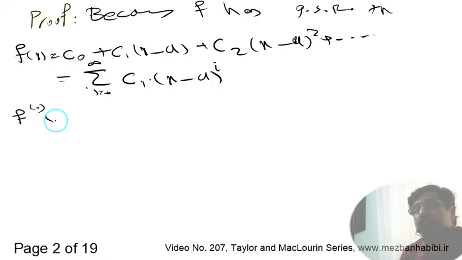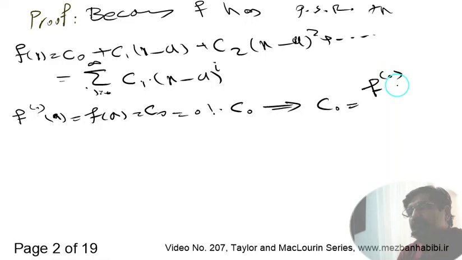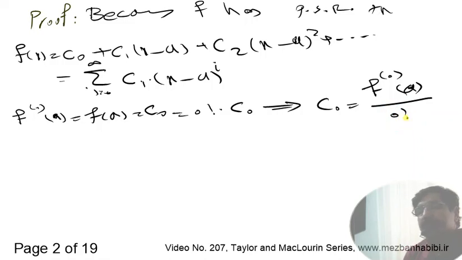The zero derivative of f at a is f of a. That is, c1 times x minus a is 0, c2 times x minus a squared is 0, so c0. We can write 0 factorial times c0, so c0 is f at a over 0 factorial.